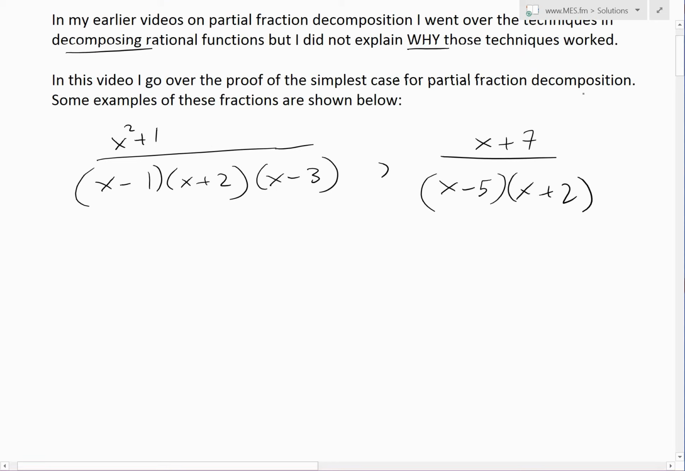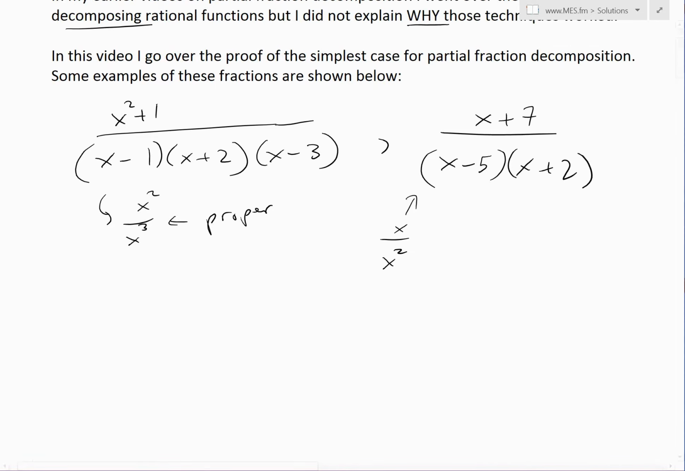some examples of these fractions are shown below, such as this one, x squared plus 1 divided by x minus 1 times x plus 2, and then there's an x minus 3. As you can see, the denominator here will eventually have an x cubed at the bottom, and then the top's x squared. So this is a proper fraction, and this one here on the right side is x plus 7 over x minus 5, x plus 2, and again that is an x versus an x squared, because you're eventually going to multiply these to get x squared. So these are all proper functions, or fractions, and you can learn more about proper and improper in my earlier videos.